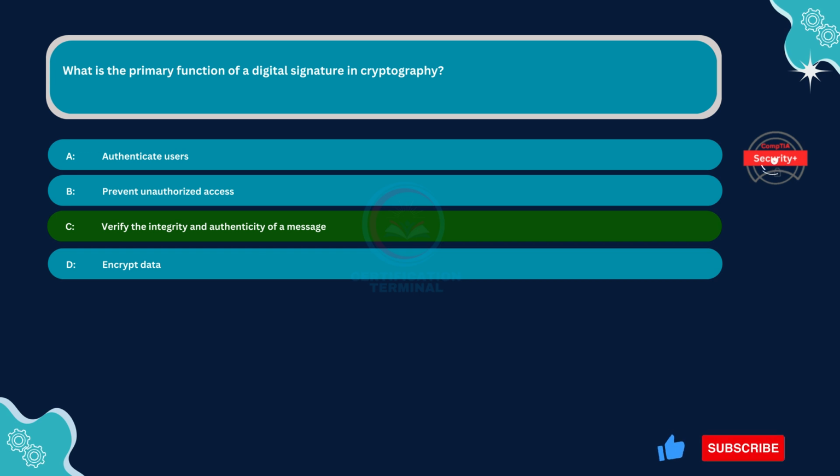The primary function of a digital signature in cryptography is to verify the integrity and authenticity of a message. Digital signatures use cryptographic techniques to ensure that a message has not been altered or tampered with during transmission, and that it originated from a trusted source. By verifying the signature, recipients can be confident that the message has not been modified and was indeed sent by the claimed sender, providing assurance of its integrity and authenticity.